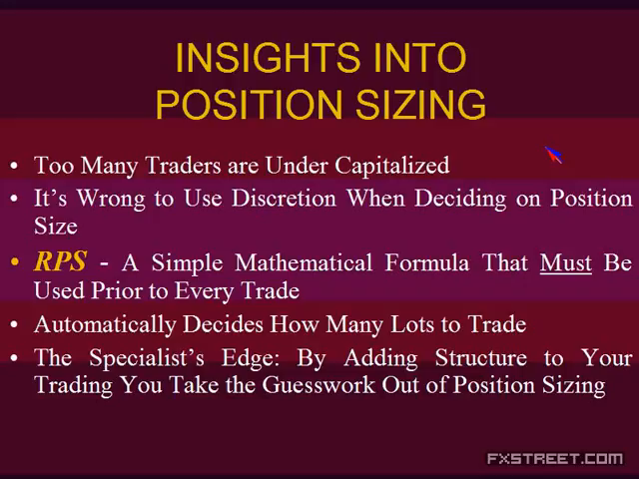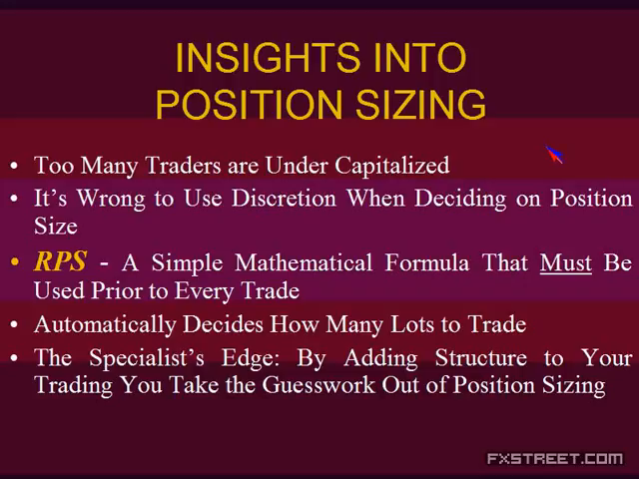And this is really the wrong thing to do. You should never use discretion, meaning something off the top of your head, when deciding how many lots to trade, whether you're trading the mini lots or the full contract. You should never come to the plate trading that way. This is why we're talking about the RPS method. This is a simple mathematical formula that must be used prior to every trade. You cannot use this while you're already in a trade and say, wow, I came up with a calculation, and I bought 2 lots too many, or I didn't buy enough lots. This has to be calculated before you enter.